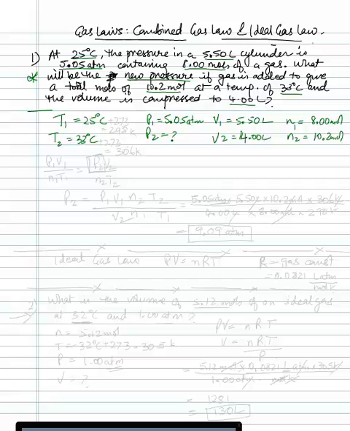In this case, since all the numbers are changing, we need to use the entire combined gas law. P1 V1 over N1 T1 is equal to P2 V2 over N2 T2. First of all, let's go ahead and convert our temperature to Kelvin, adding 273. So this one is again 298 Kelvin, and the other one is going to be 306 Kelvin. We are calculating for pressure 2, the second pressure.